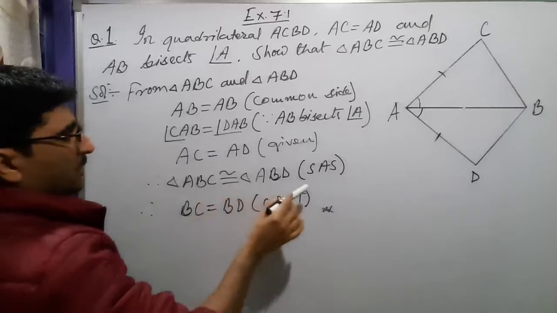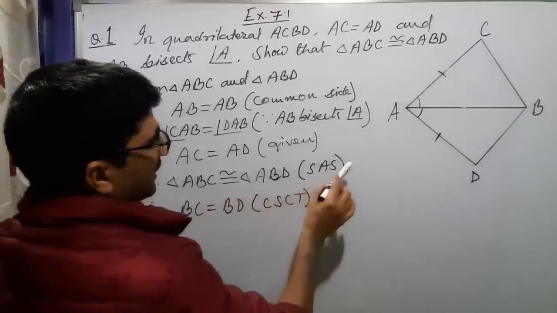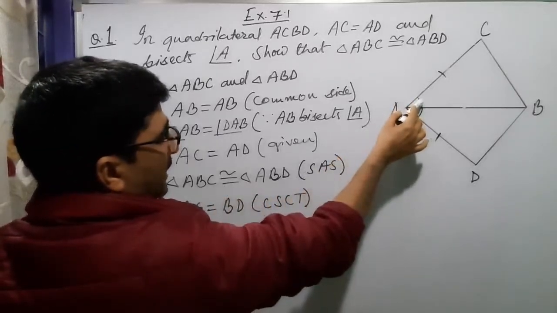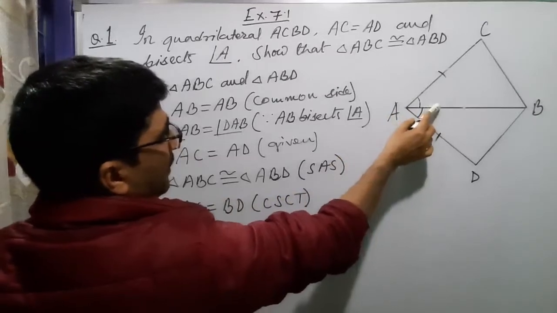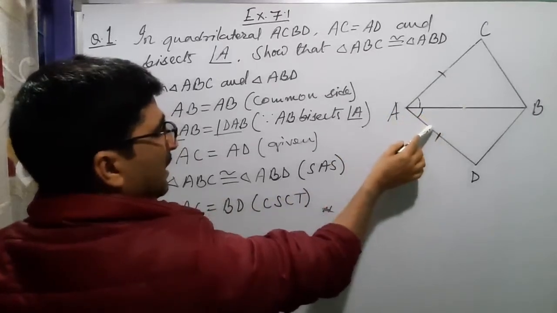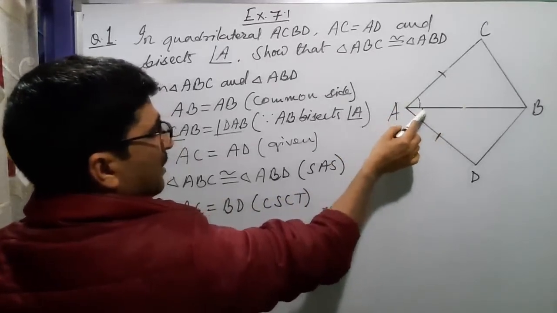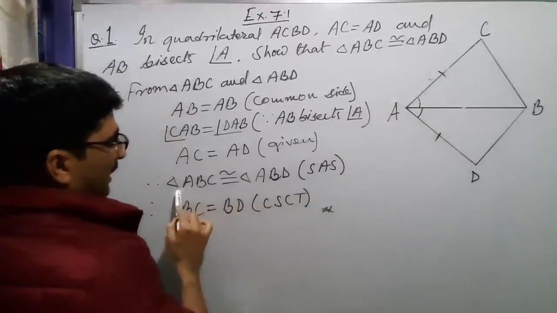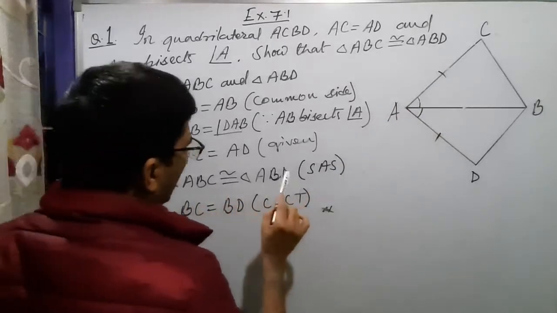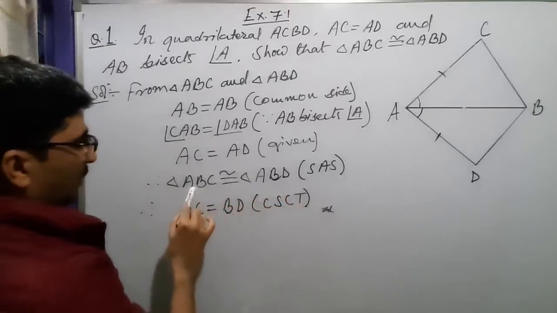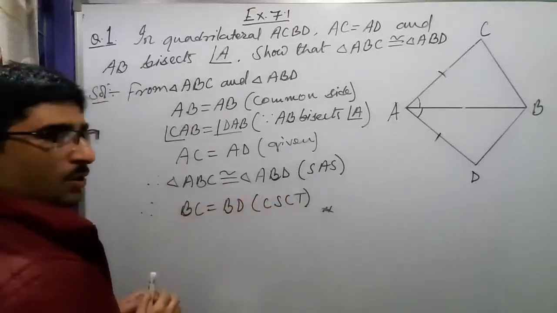Once again you check, here we have written side angle side, because this angle is included. Which two sides are equal? This side equal to this side and this side equal to this side. That means these two angles are included angles. So it has fulfilled our condition, and these two triangles are congruent.